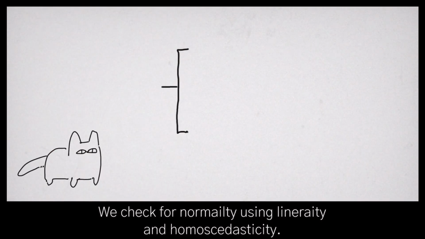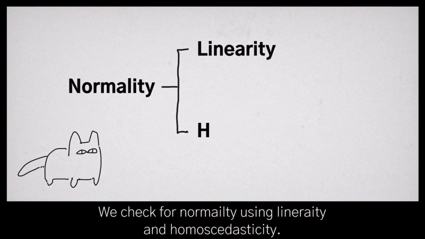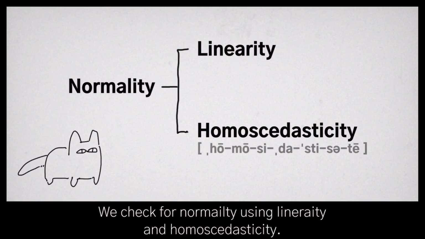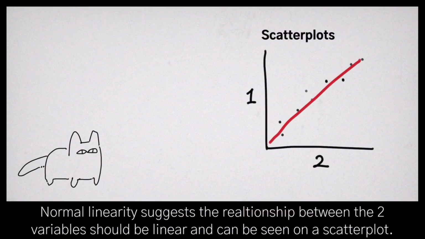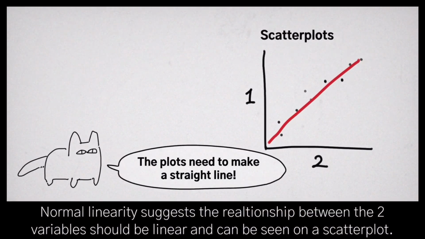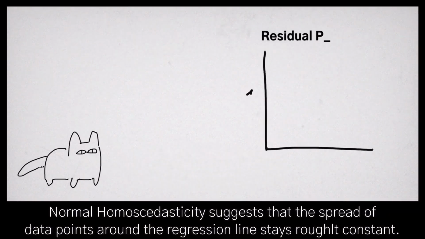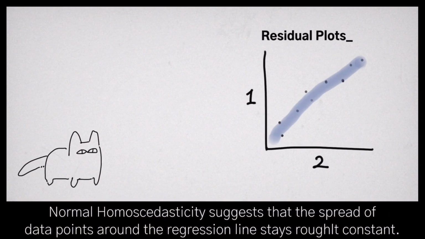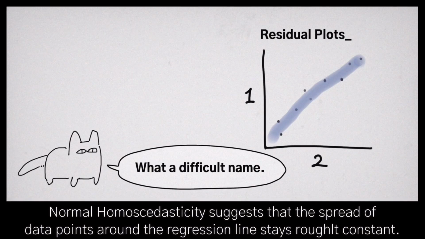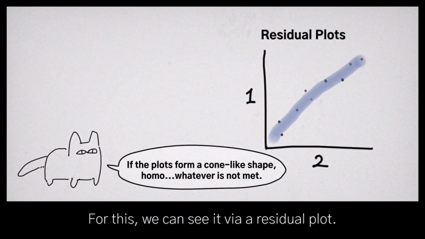We check for normality using linearity and homoscedasticity. Normal linearity suggests the relationship between the two variables should be linear and can be seen on a scatter plot. Normal homoscedasticity suggests that the spread of data points around the regression line stays roughly constant. For this, we can see it via a residual plot.